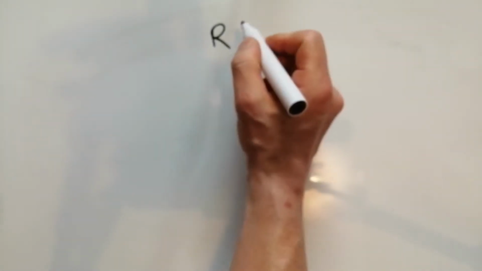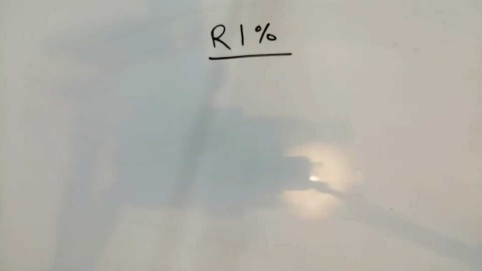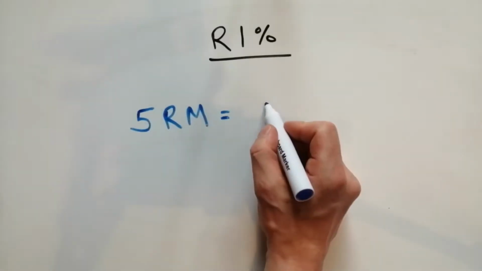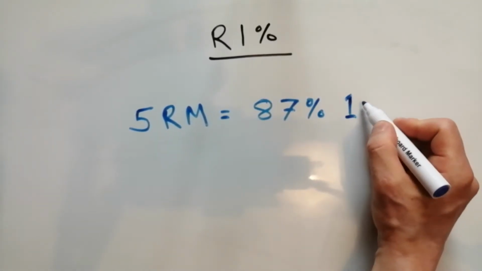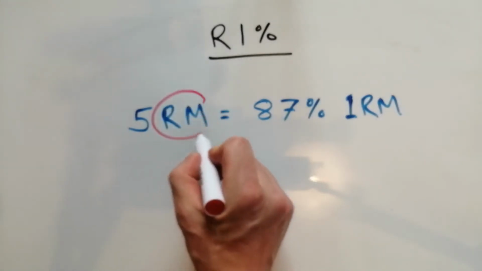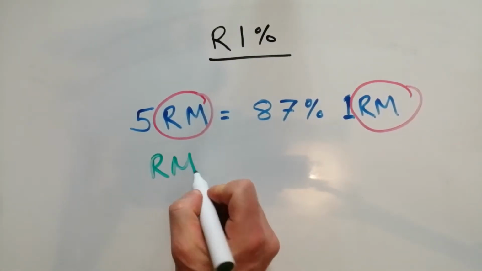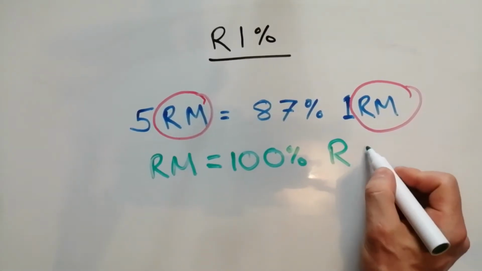Next we'll look at relative intensity percentage, which is a way of rating the difficulty of a set with any number of reps. We know in a 5 rep max that we can lift 87% of our 1 rep max. But this is a rep max, and a rep max represents 100% relative intensity. We can't do any more reps in that set.